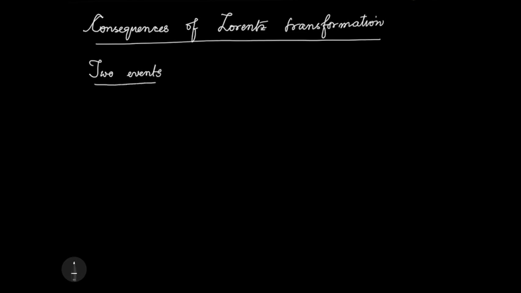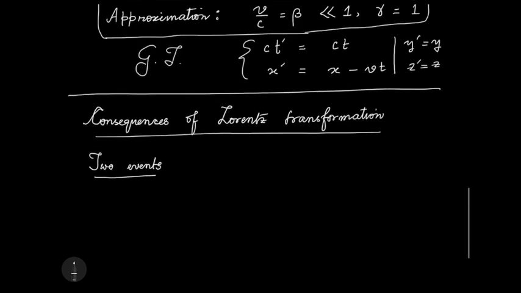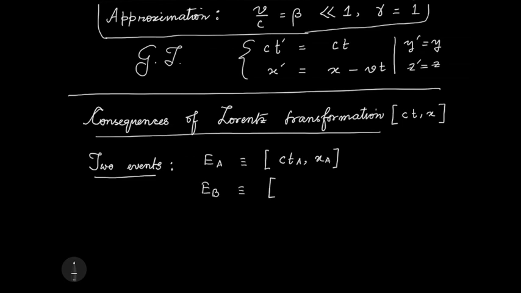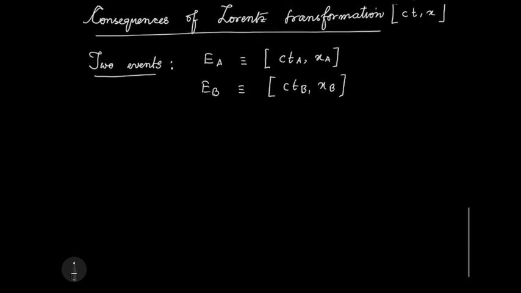Okay, again, though I have written down x, y and z for this, we will still go back to our old description of one spatial coordinate. So two events we talk about. One is, say, EA, given by CTA and XA. The other is EB, given by CTB and XB.